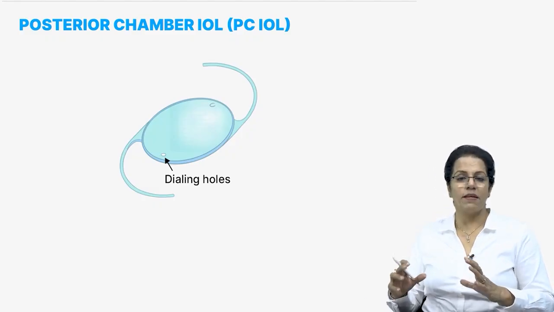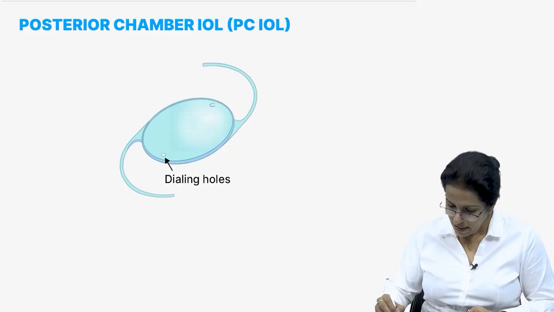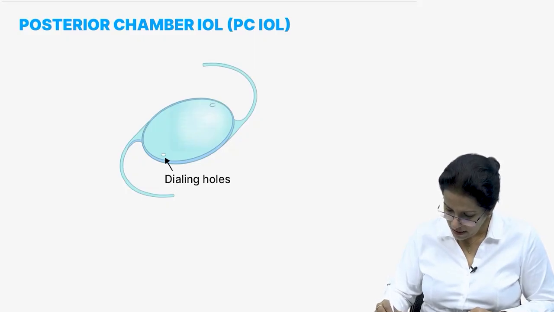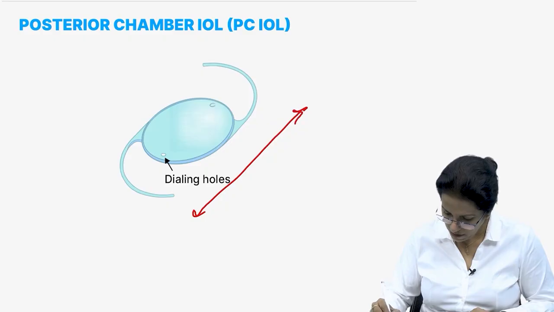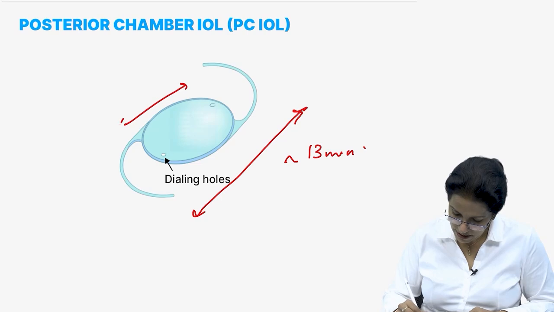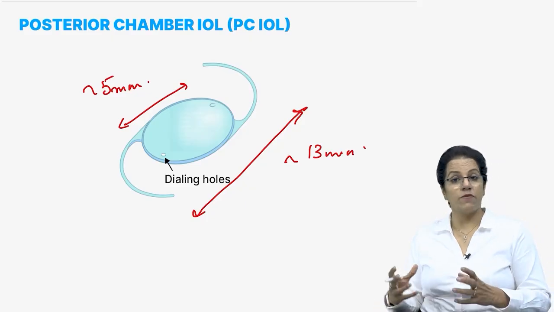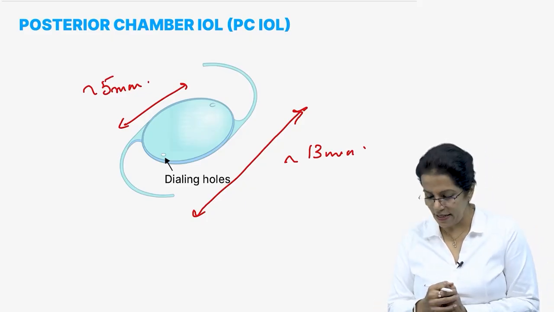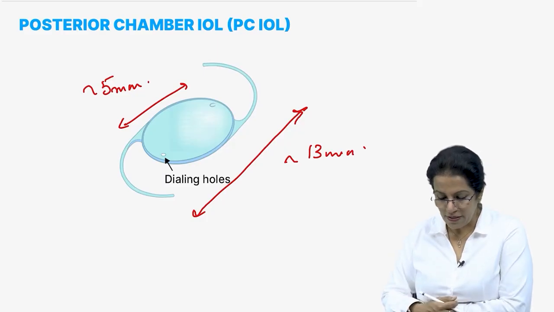So, this is the typical PC IOL. Now, normally what is the length? Generally, the whole length would be commonly around 13 millimeters, whereas the optic is around 5 millimeters. And in children, of course, it has to be smaller, anything around 12 or so. So, keep this in mind.